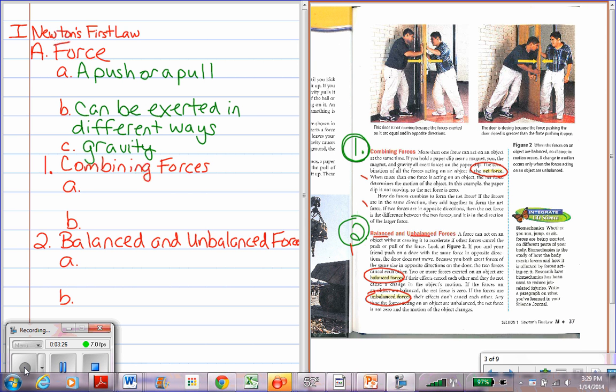How do forces combine to form the net force? If the forces are in the same direction, they add together.